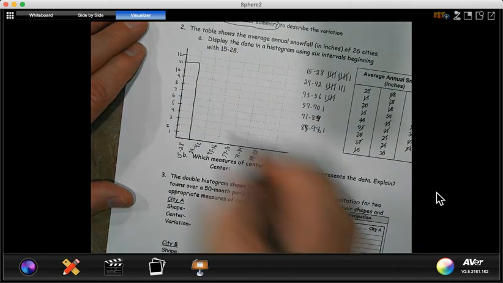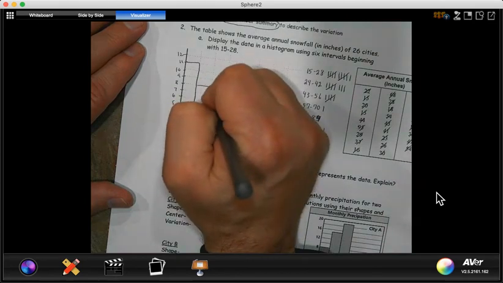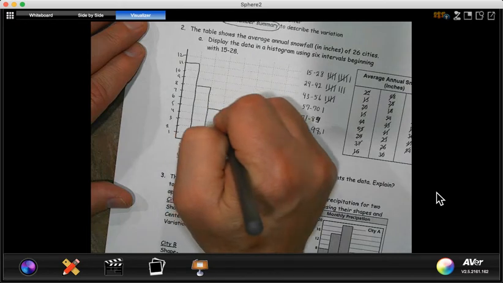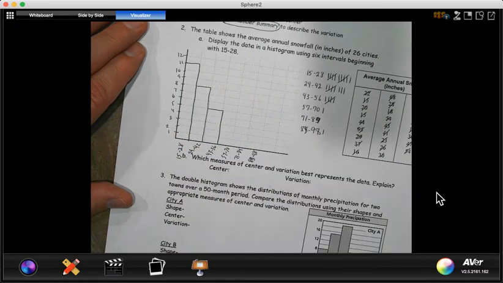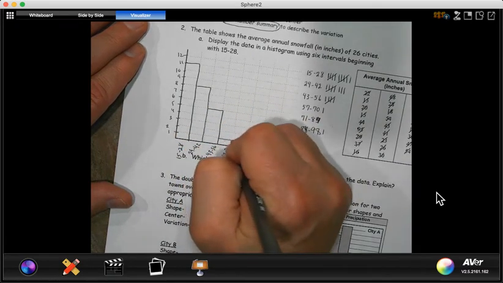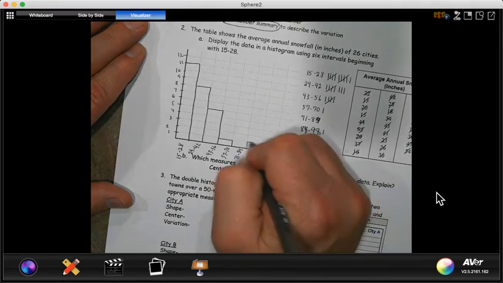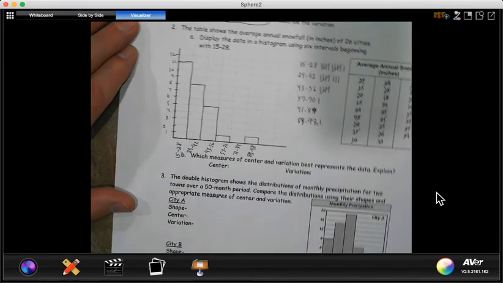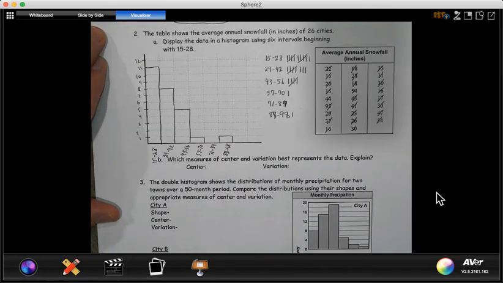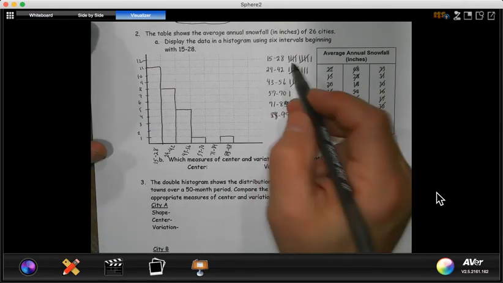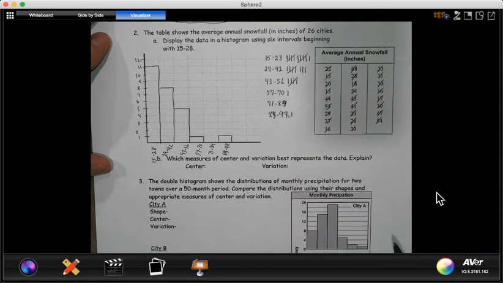And then I have 8. Then I have 5. And then I have 1. And then 0, and then 1. Okay, a little crooked, my bad. I wasn't paying attention. All right, so there's my histogram. That's my tally chart, which we call a frequency table.